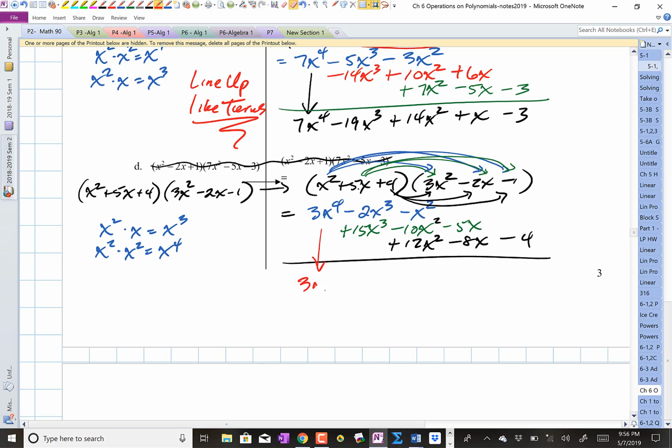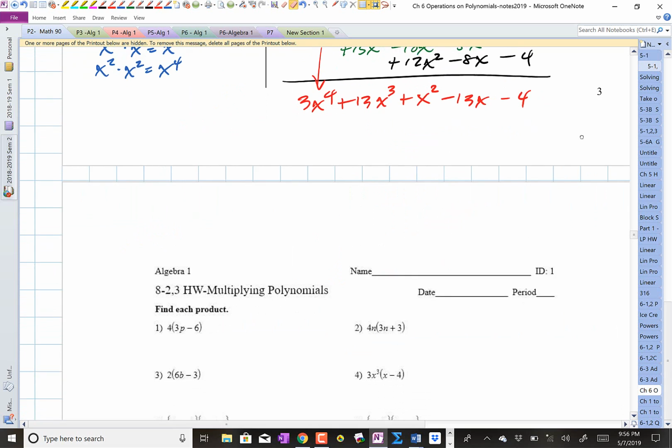All right, so here we go. So 3x to the fourth. 15 minus 2 is 13, so 13x cubed. Let me see, 12 minus 10 is 2, and 2 minus 1 is 1, so plus 1x squared, or just x squared. And then here a negative 5 and a negative 8 is a negative 13x. Negative plus a negative is bigger negative. And then a minus 4. Okay, and that's all there is to it.